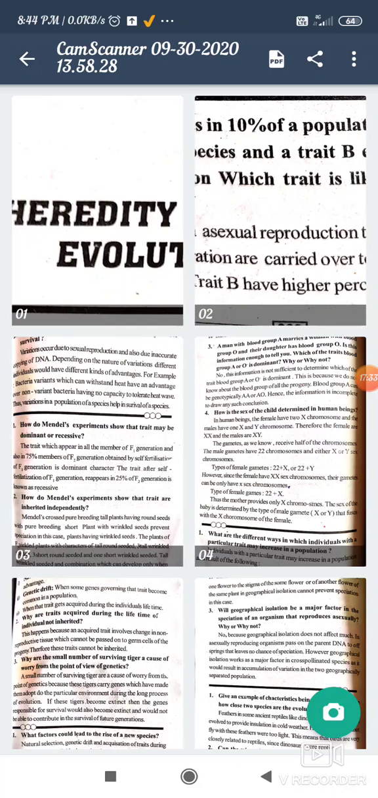And then, heredity and evolution. This chapter is very important in the examination, as 5-mark questions arise in this chapter. So here, heredity and evolution. See, already noted in the Google Meet class.